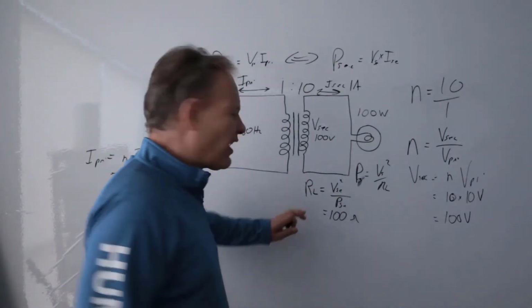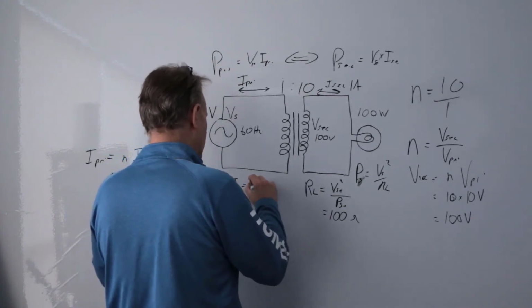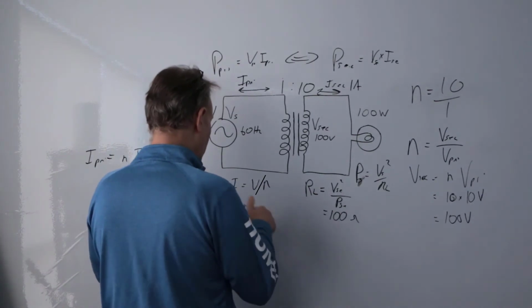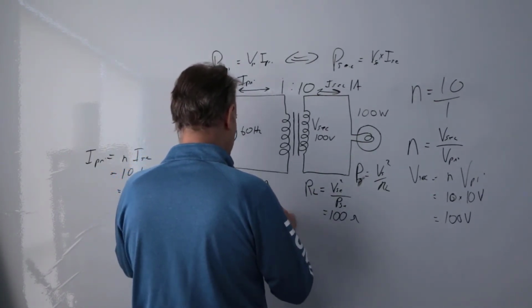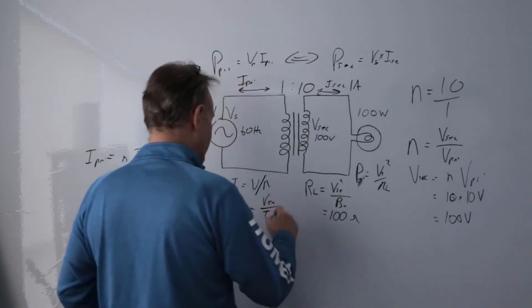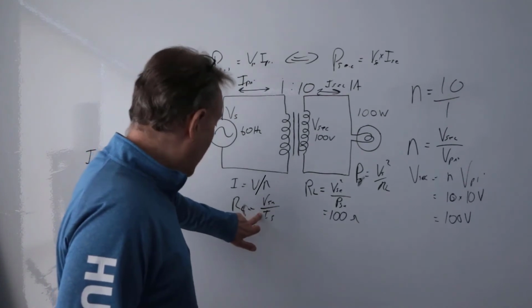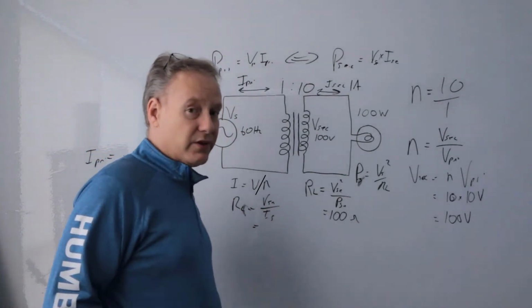Okay, that's fine. You know what? I'm going to double check that with Ohm's law. I know that I equals V over R, so therefore R of the load is going to equal the voltage secondary over the current secondary. In this case, that's 100 divided by 1. So yeah, that is 100. So I got to 100 ohms again. It's always good to double check.